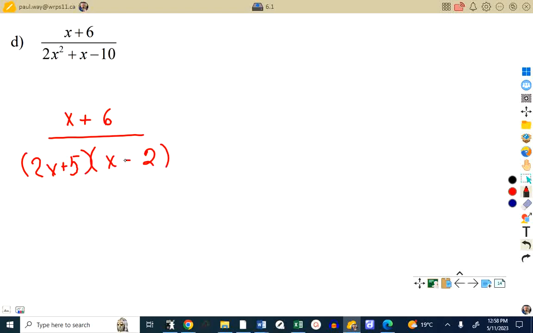So now we're able to look at that and say x is not equal to 2. Because if it's 2, then x minus 2 is 0.